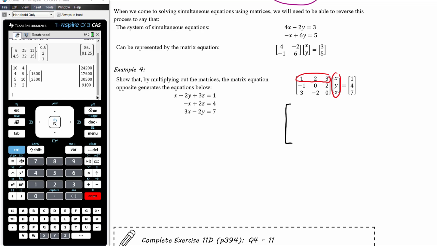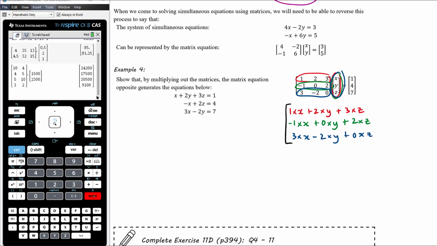So we're going to have 1 times x plus 2 times y plus 3 times z in the top row. Middle row times the column gives us the middle row here. So that's negative 1 times x plus 0 times y plus 2 times z. And then the bottom row times the column, 3 times x plus negative 2 times y, and plus 0 times z. And that's still equal to the column 1, 4, 7. We haven't changed the right hand side, we've just multiplied out the left.